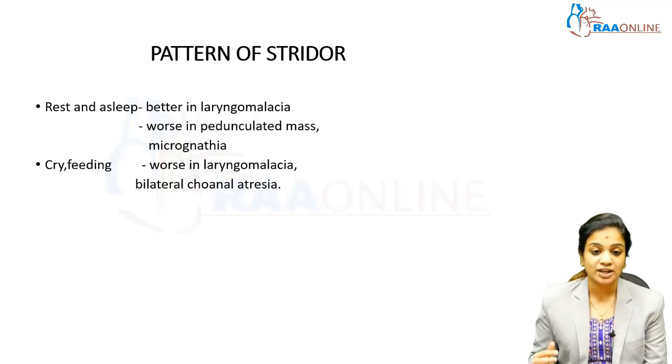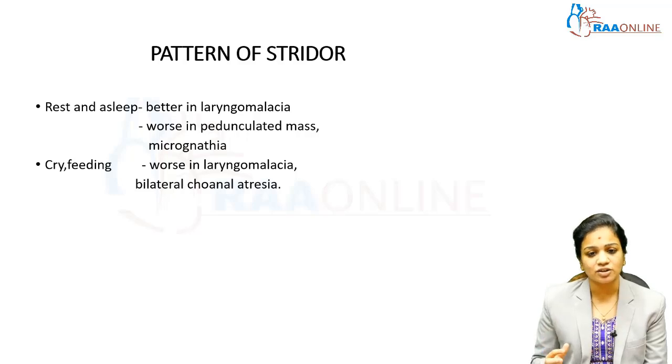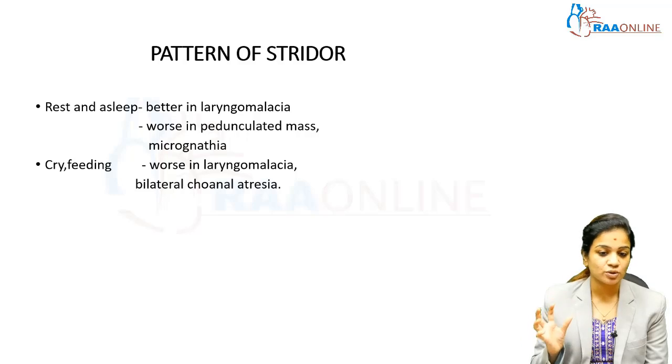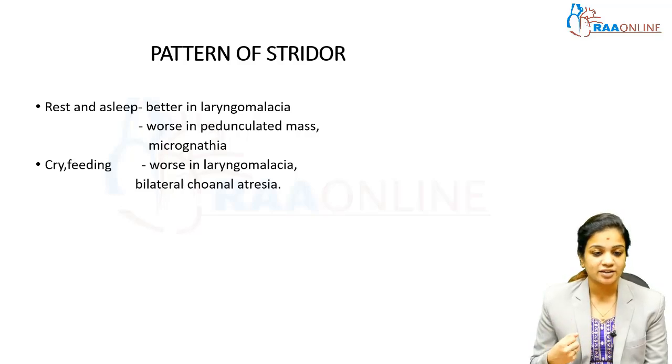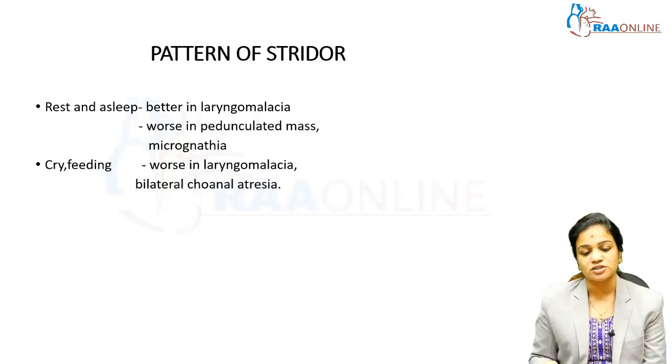And sometimes when crying, in patients with bilateral choanal atresia, what is choanal atresia basically? The choana, that is the posterior opening of the nasal cavity, is completely closed. So imagine when the child is crying and wants air to breathe, there is no air that can enter into the larynx. Sometimes the child may even become cyanosed because of lack of oxygen. So it can become that bigger emergency.